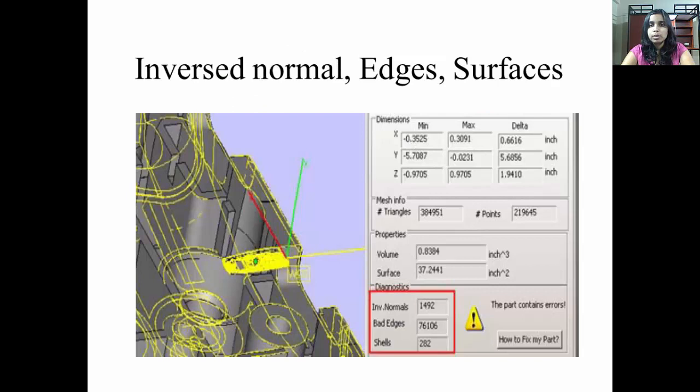Next is inverted normal edges and surfaces. The yellow line in this sketch represents the curves, and the red line represents the error. The model which is to be created should be watertight, and therefore there are various CAD software packages which allow the surfaces to be very close to each other or intersecting each other, so that it becomes watertight. Various STL viewing tools are available to find the errors in the STL file.